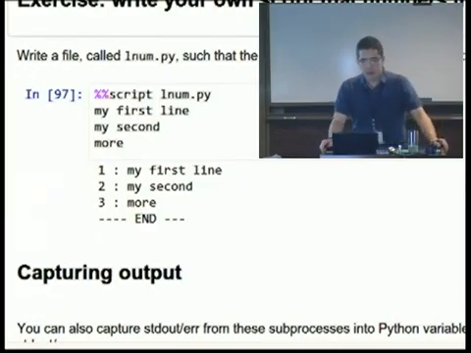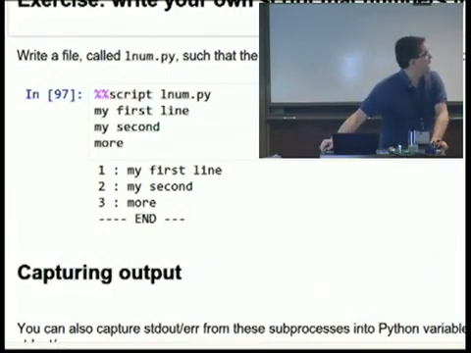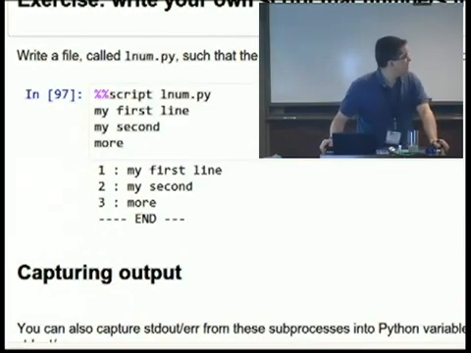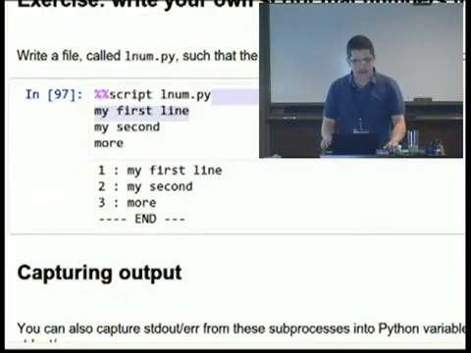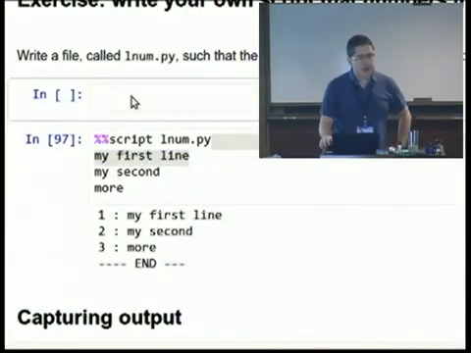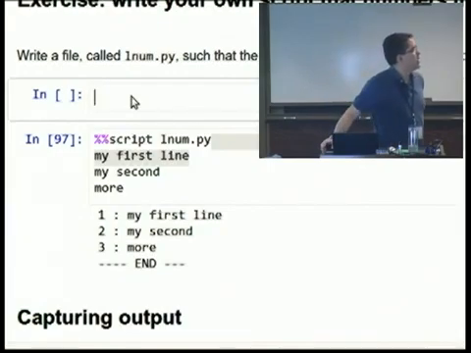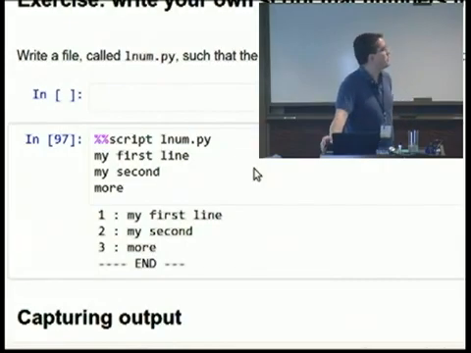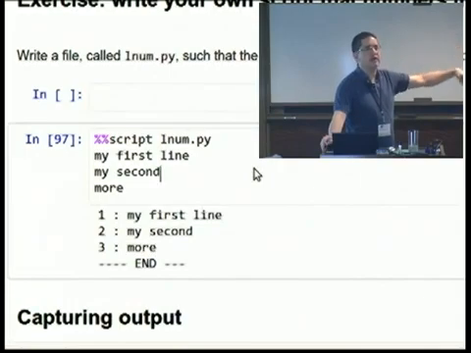Yes. Okay. So now this one I do want you guys to do a little exercise. Add a cell here. So right here, add a cell above this. So this inserts a cell above. And then here, write a file called lnum.py such that when you write script lnum.py, it reprints the contents of the script, numbering the lines, and prints end when it's done.